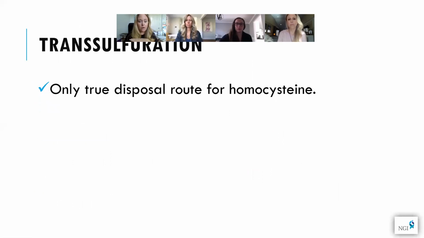All right, so again, transsulfuration, just to make sure that we're all on the same page. This is the only true disposal route for homocysteine. Homocysteine gets a bad rap. It's bad, it's inflammatory, it's going to cause heart disease. This isn't really true. It's kind of an intermediate place. It just so happens to be something that's stable in the serum and we can measure it. Homocysteine has a lot of different influencers, so try and reset your brain and not necessarily think of homocysteine as a bad guy.